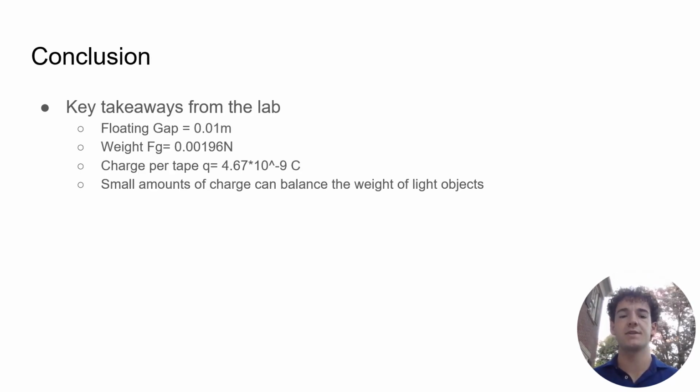The key takeaway here is that our floating gap is 1 centimeter. We went over all the data. Small amounts of charge can balance the weight of light objects, and this lab really highlights how powerful electrostatic forces are. It's a super small amount of charge that can counteract gravity on a lightweight object, and I think it's a really nice first lab. Thank you.